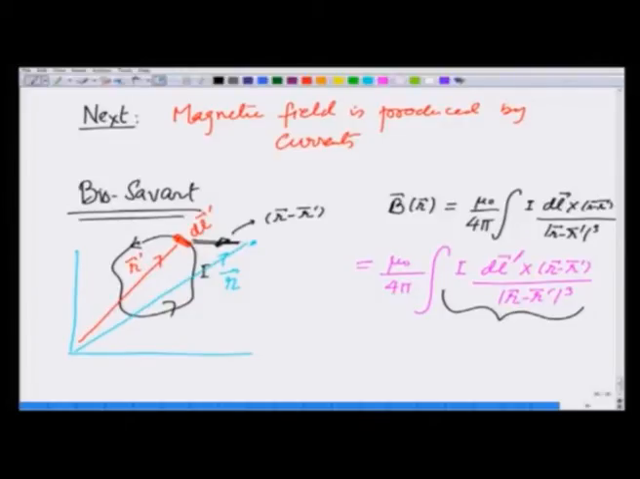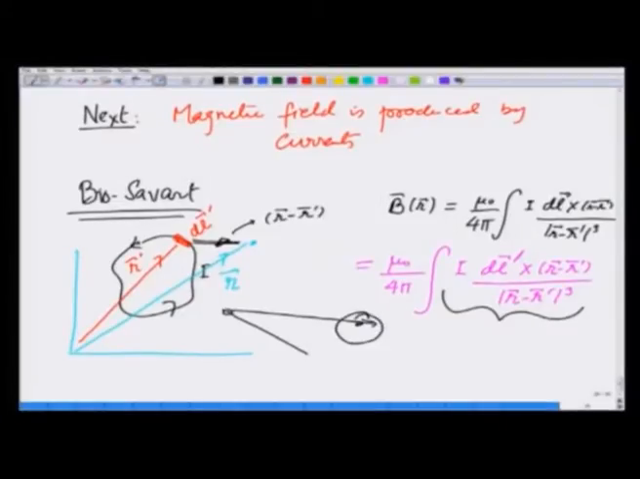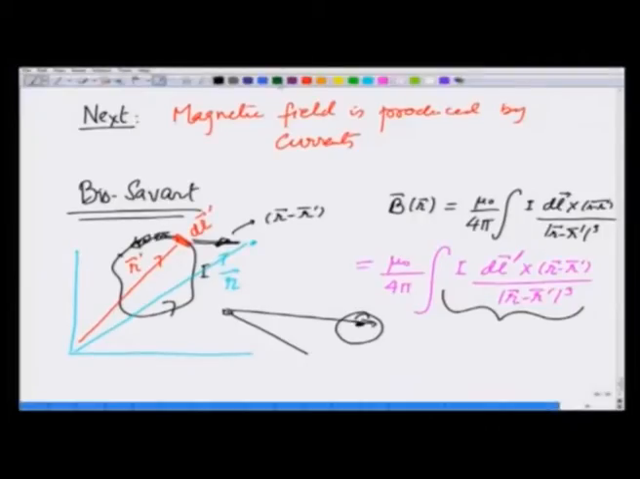So, at this point, if I take dl, which is in the direction of the plane of this paper in this direction, this is the direction of r. So, dl cross r, if I take that cross product, will give me something going in. So, this will produce a field going in, and I add these small contributions due to the entire loop, and that gives me the net magnetic field. This is known as the Biot-Savart law.